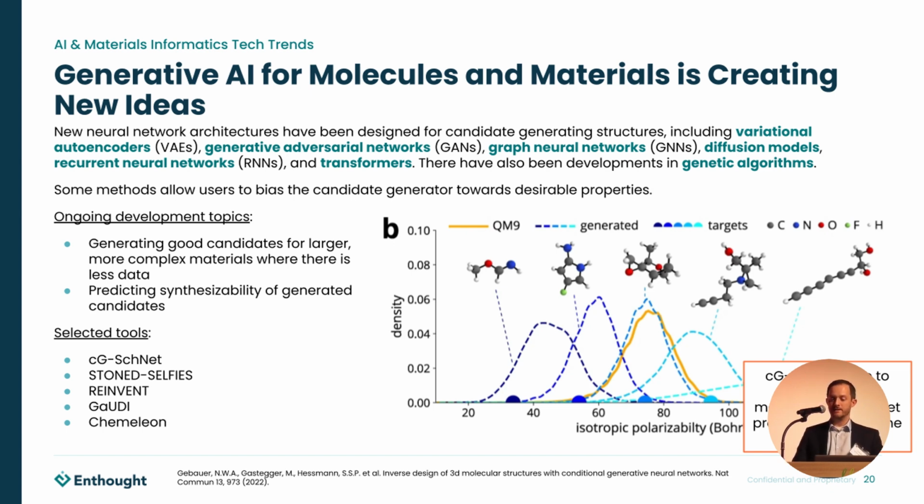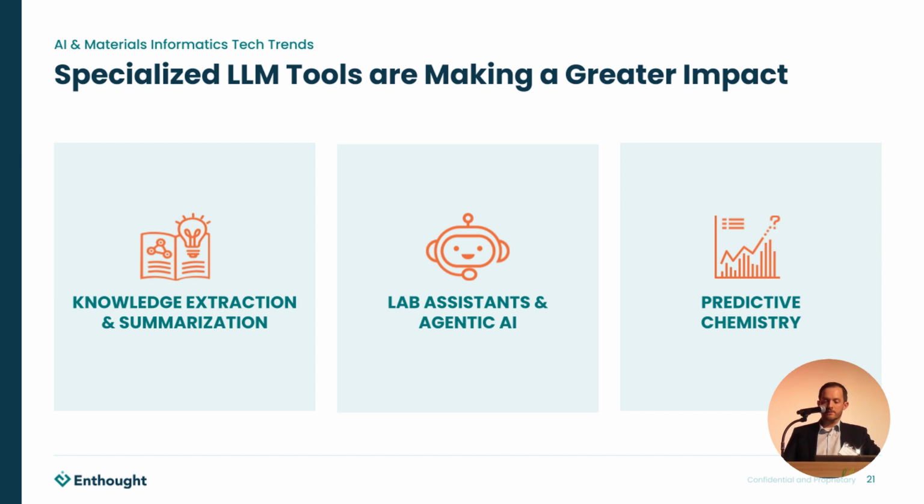And last, we come to the specialized large language models that continue to rapidly improve and are being tuned and applied in new ways, specifically for materials and chemical R&D. We've been researching these use cases for the last 2 years and have found the most mature and common use cases largely fit into 3 categories: knowledge extraction and summarization, lab assistance and agentic AI, and finally, predictive chemistry.